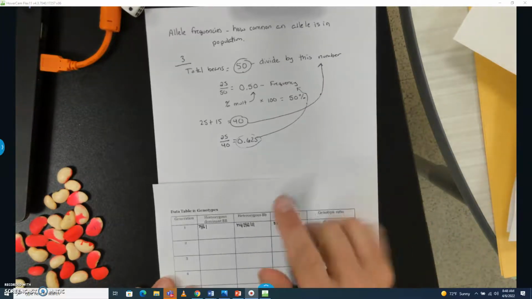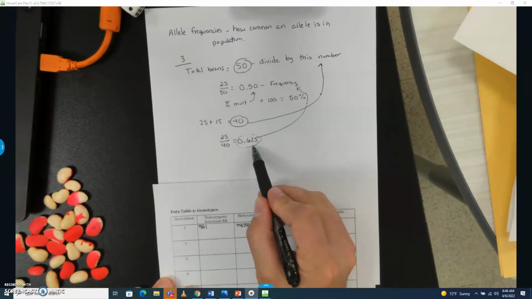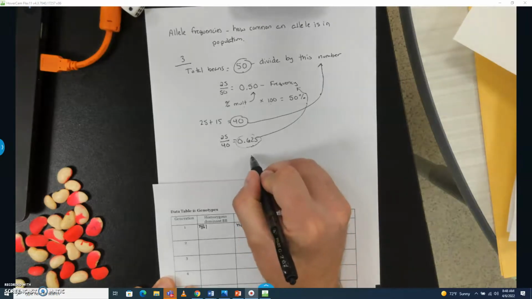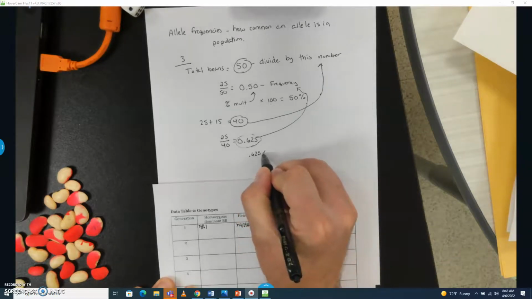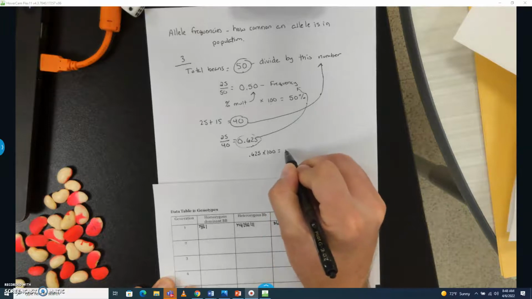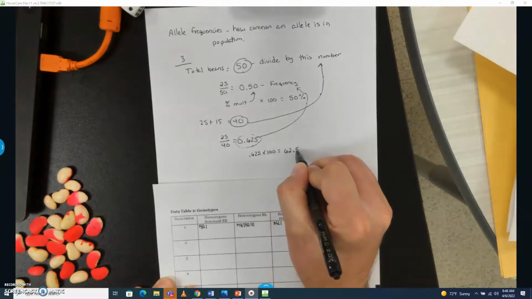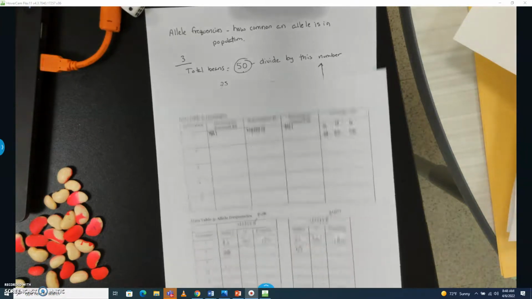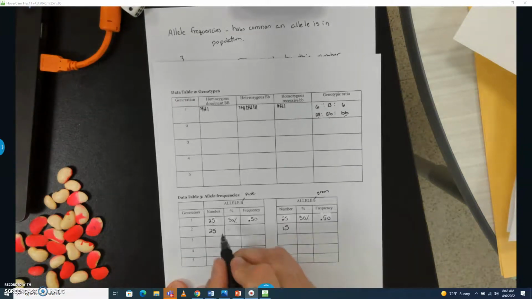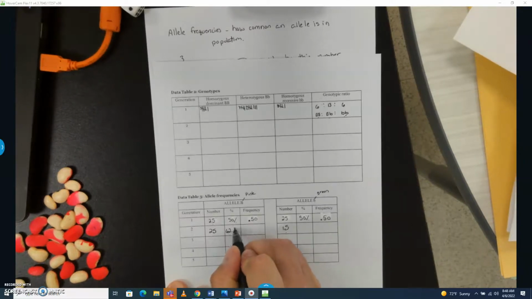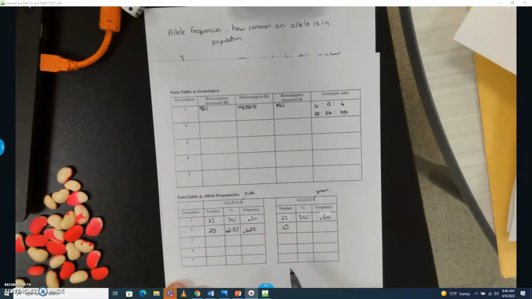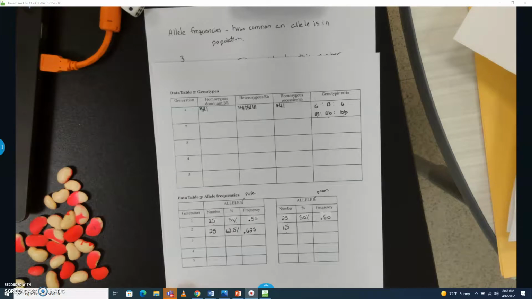And in order to get this to a percent, I have to take this number, multiply it by 100, and I know that 0.625 times 100 will equal 62.5%. So now I can record this and this into my data table, 62.5% and 0.625. Again, your numbers are going to be different than mine, I'm sure, for most of these.